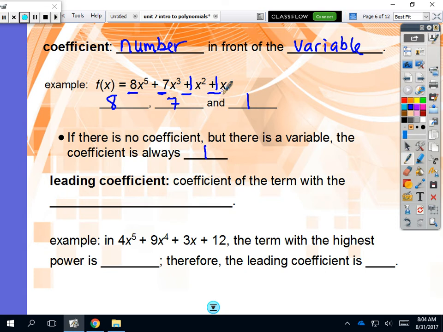The leading coefficient, you'll hear us math teachers talking about that a lot. What is the leading coefficient? It's the coefficient of the term with the highest power.